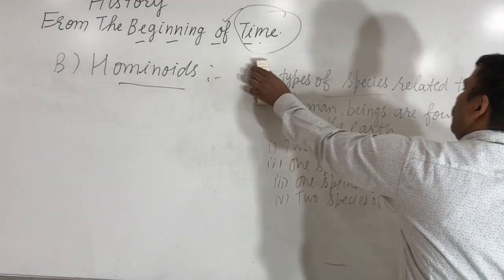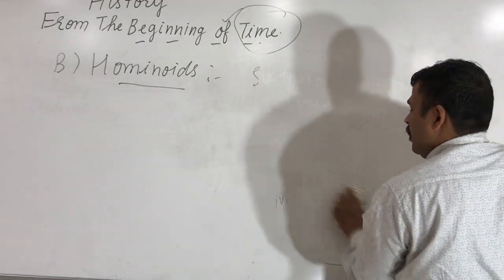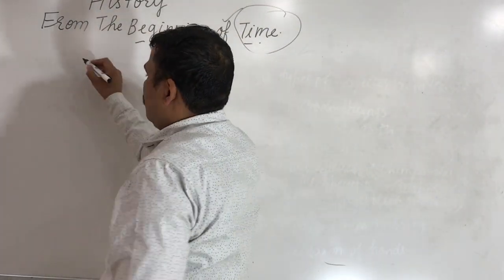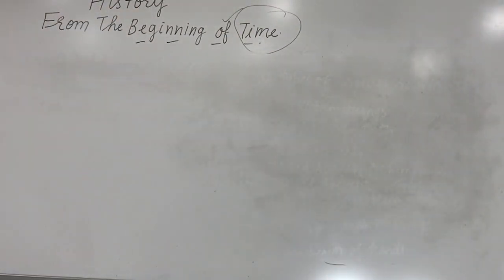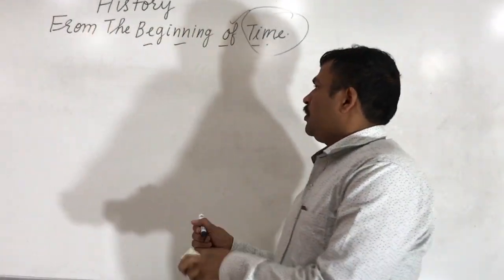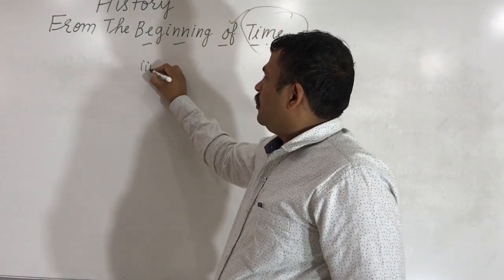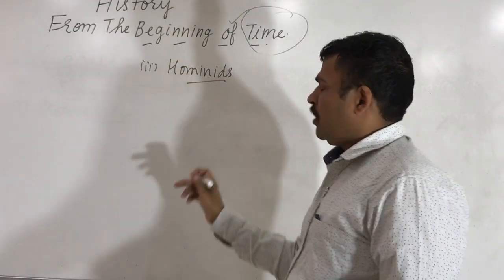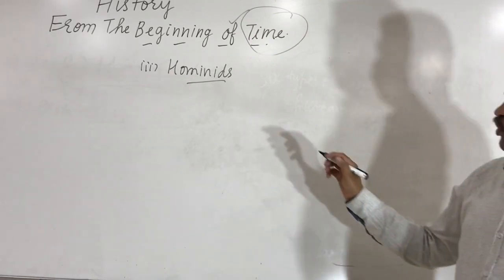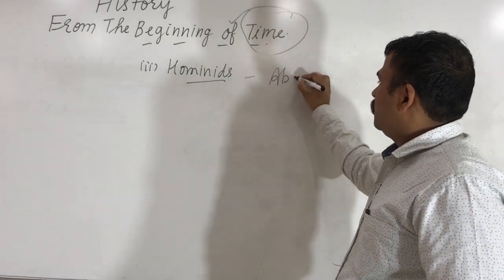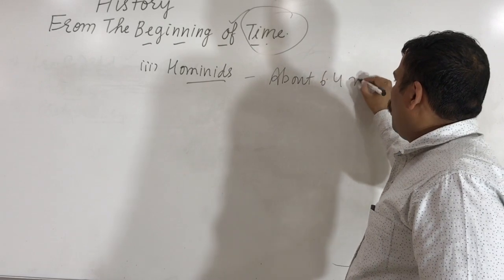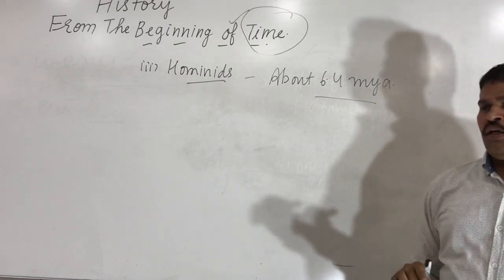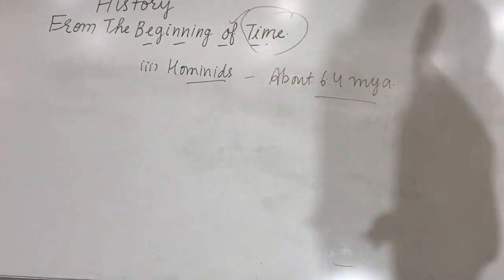Now the third thing that we will be discussing is hominids. This is also a modified form of the human beings. They evolved on the earth about 6.4 million years ago.